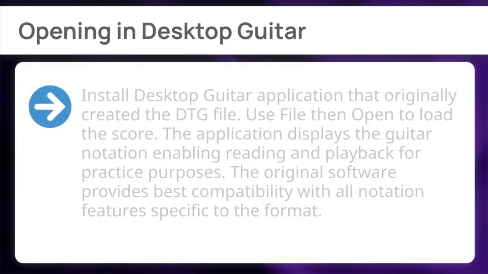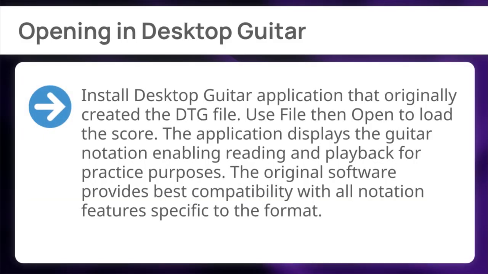First, opening in Desktop Guitar. Install the Desktop Guitar application that originally created the DTG file. Use File then Open to load the score. The application displays the guitar notation, enabling reading and playback for practice purposes. The original software provides best compatibility with all notation features specific to the format.